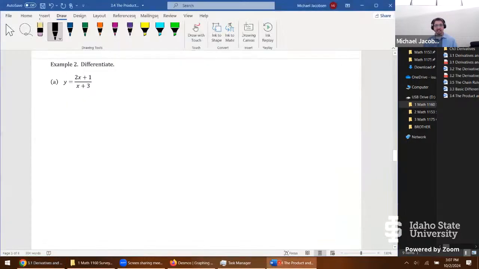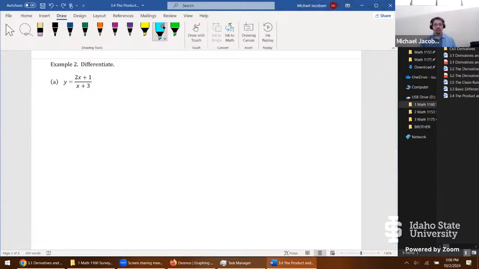So let's give it a try. First, it's a true quotient rule because the denominator is 2 terms. I can't just divide x plus 3 into 2x and the 1 and make this a simpler function. However, if it was this, you really should divide your x into both terms because it's way less work to differentiate that function.